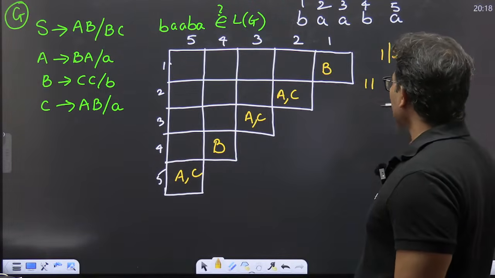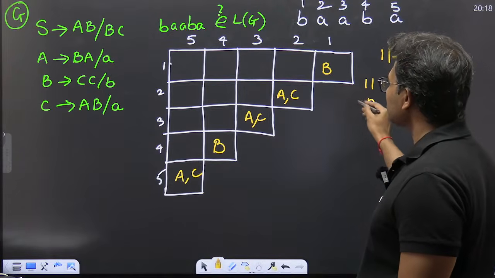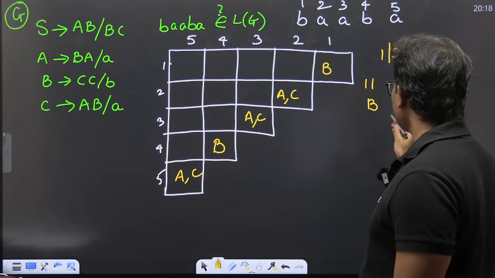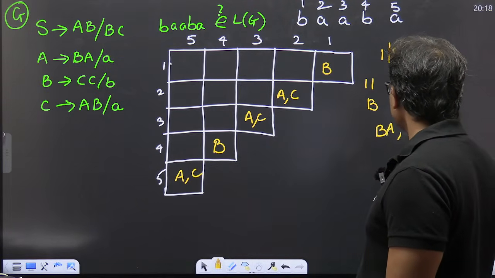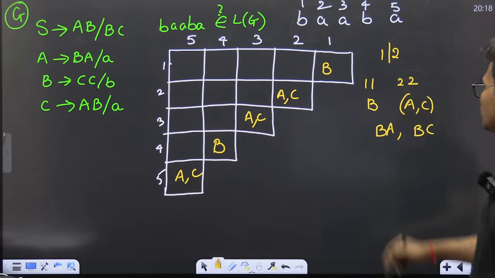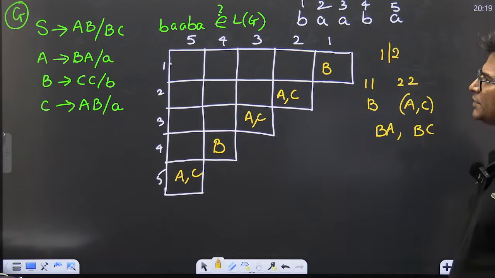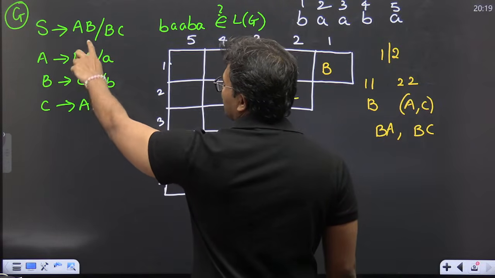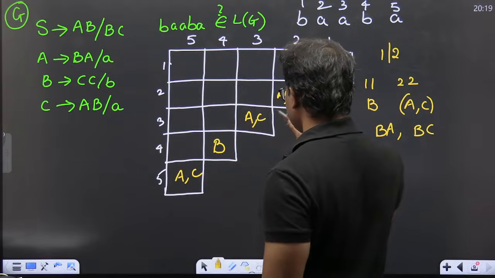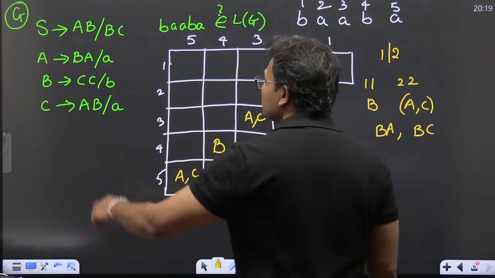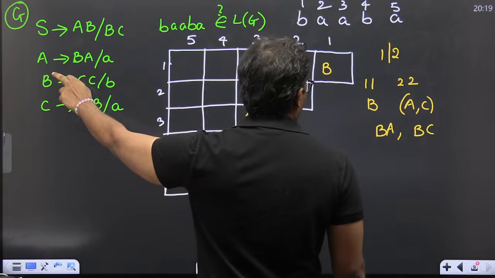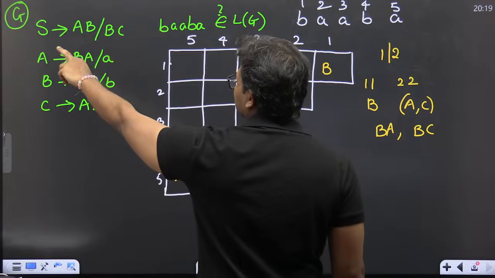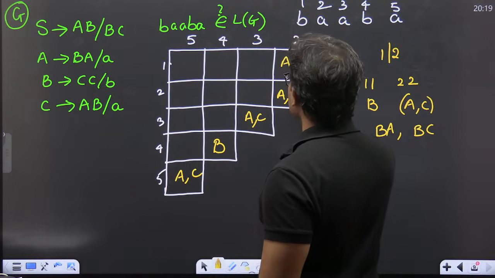Okay. So 1, 1, 2, 2. So 1, 1 is B and 2, 2 is A comma C. Now if I combine them, I am going to get BA and BC. Now just see, BA is present here and BC is present here, right? So BA is present here, so you are going to write A. And then BC. BC is present in where? Yes. So BC is present in S.